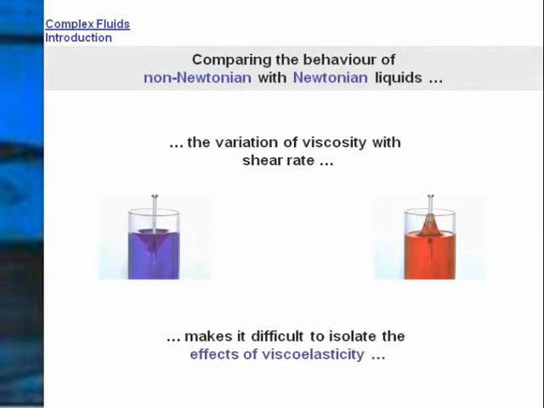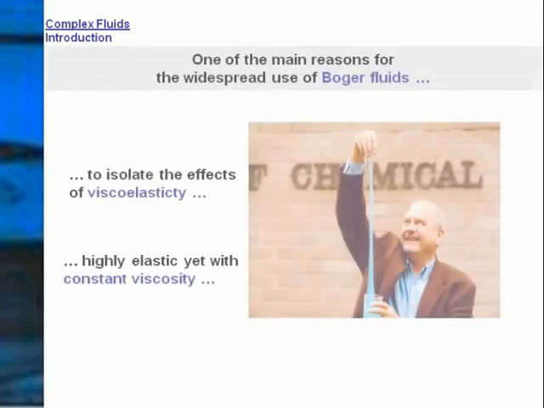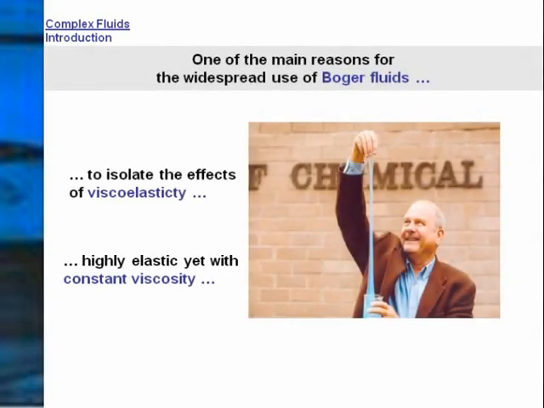In general, when we seek to compare the behavior of non-Newtonian liquids with that of Newtonian liquids of comparable viscosity, we are faced with a problem. The variation of viscosity with shear rate makes it very difficult to isolate the effects of viscoelasticity on flow characteristics. This has been one of the main reasons for the widespread use of so-called Boger fluids, which were studied in detail in an earlier Institute of Non-Newtonian Fluid Mechanics film.